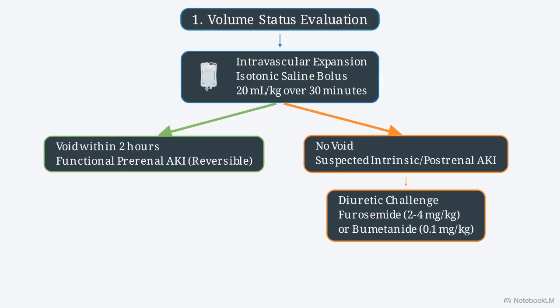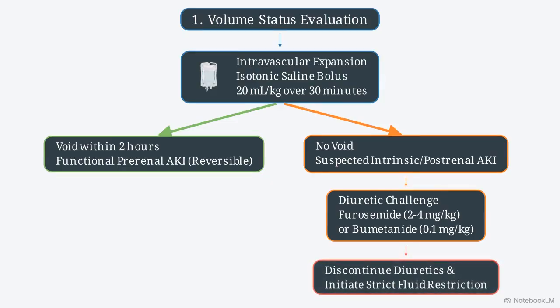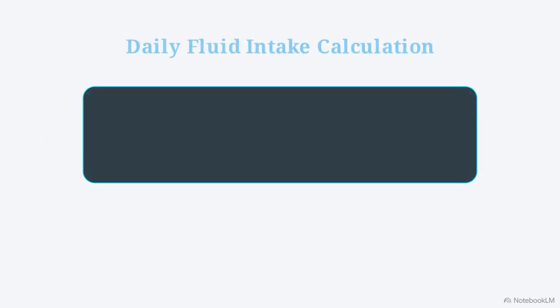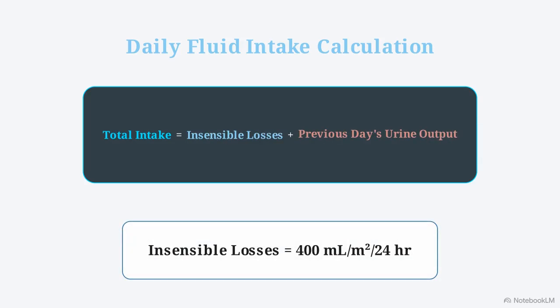For non-responders, once circulating blood volume is established, we proceed to a cautious diuretic challenge. A single dose of furosemide or bumetanide is given to force renal cortical blood flow. If urine output still does not improve, a strict pivot is required. All diuretics must be stopped immediately, and the patient must be placed on strict fluid restriction. This restriction is mathematically precise. Intake for the day is limited to 400 milliliters per square meter over 24 hours for insensible losses, plus exactly the volume of the previous day's urine output.